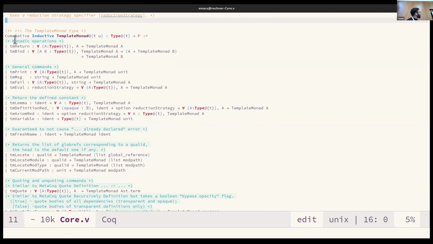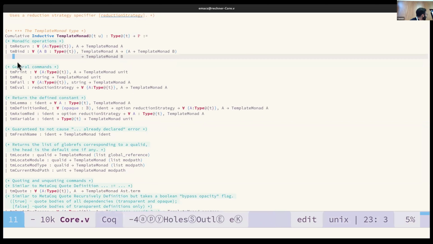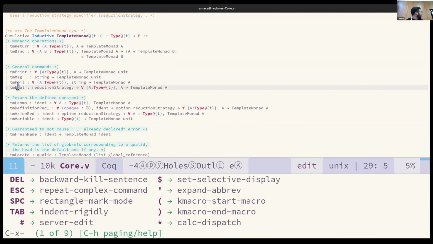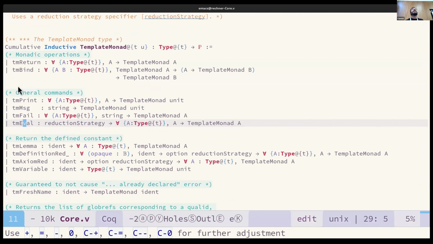Good. So it's a monad, you can return and bind. That's not so interesting. You can print definitions. You can send messages to the user. You can fail. Yeah. Sorry. Better. People in the last row.